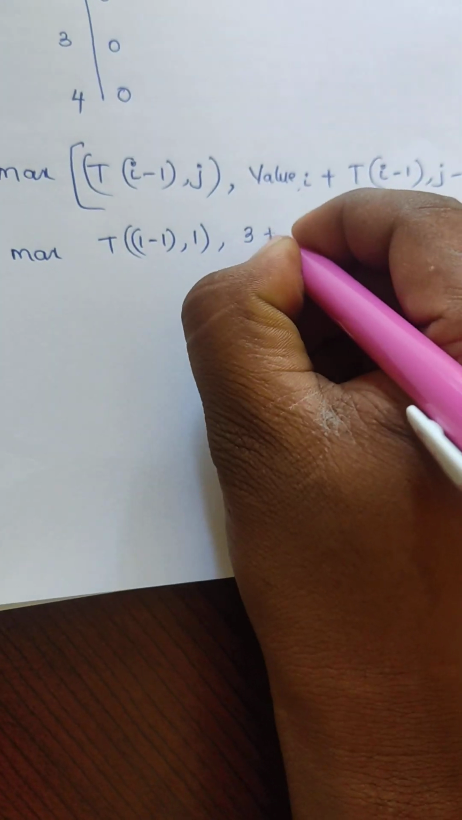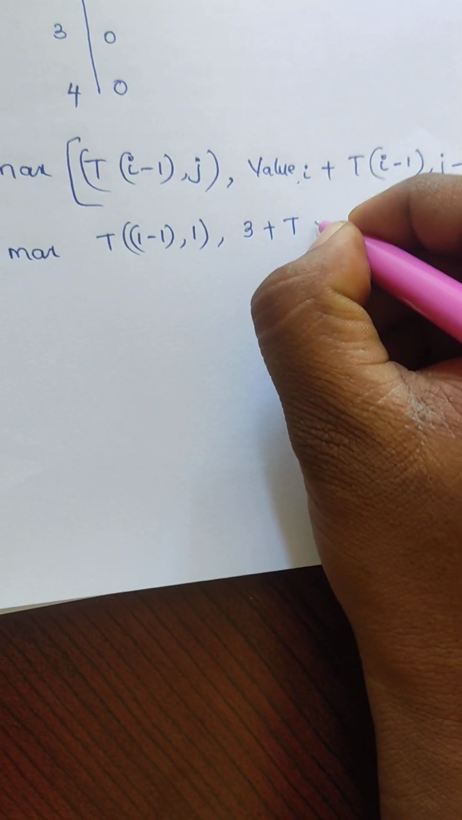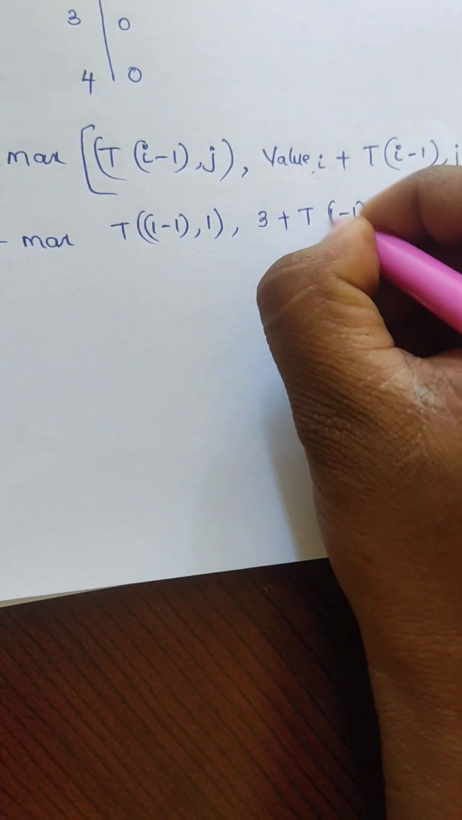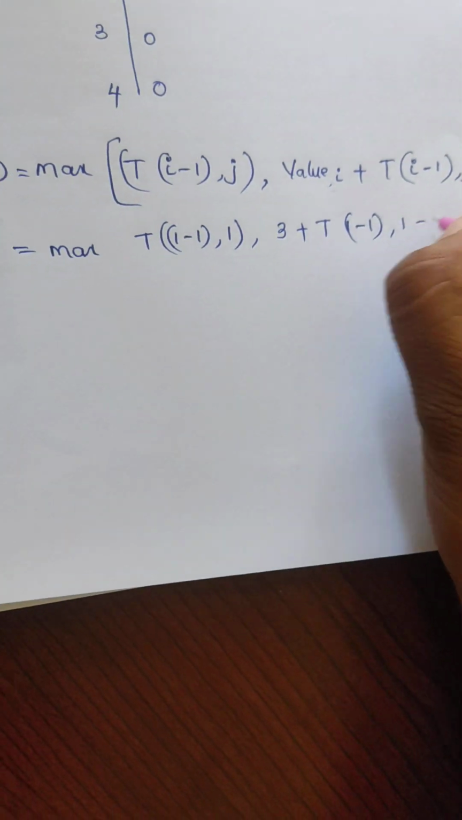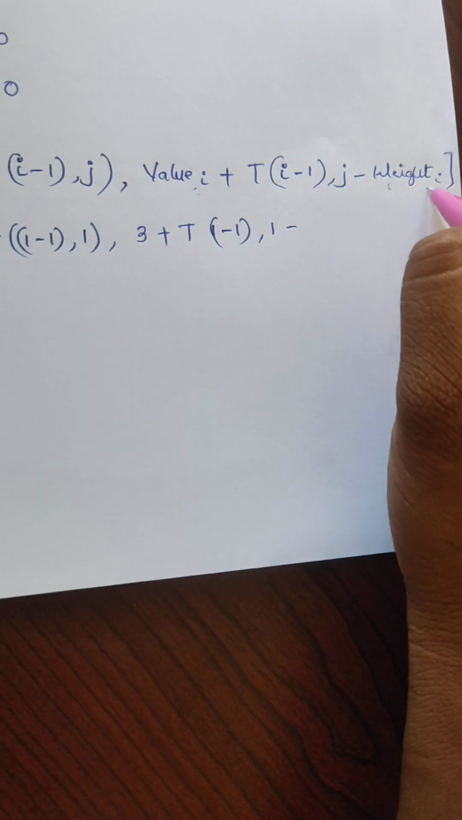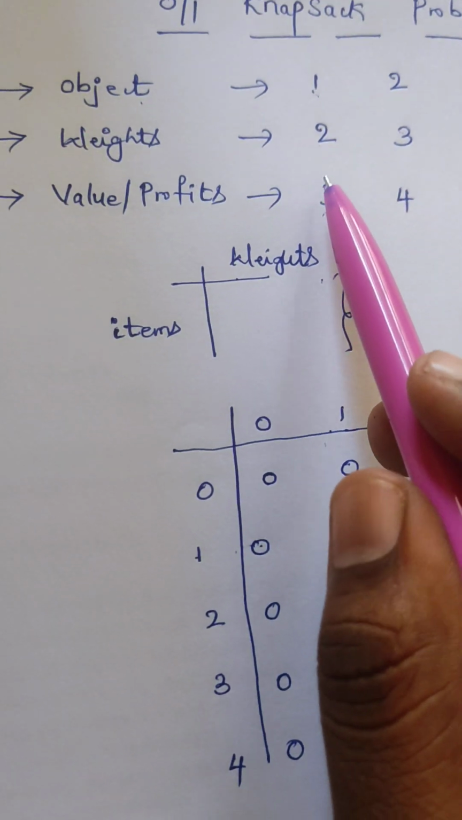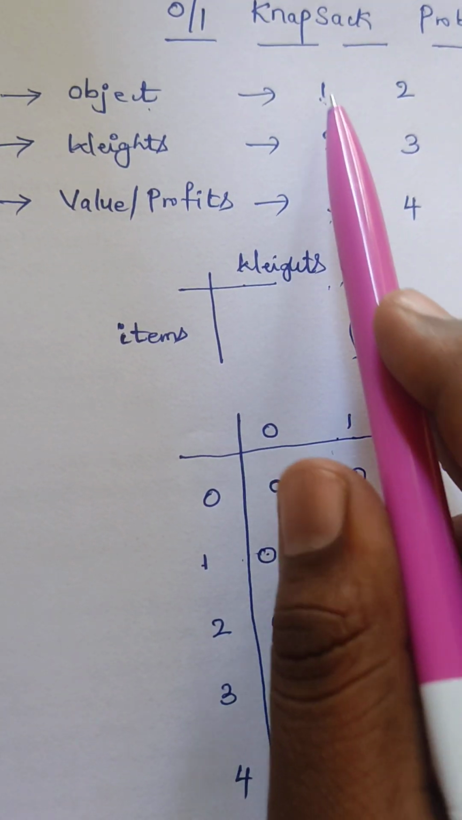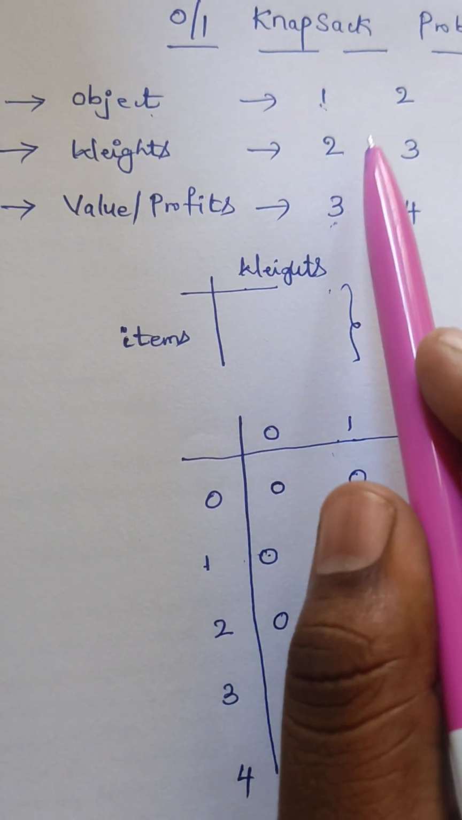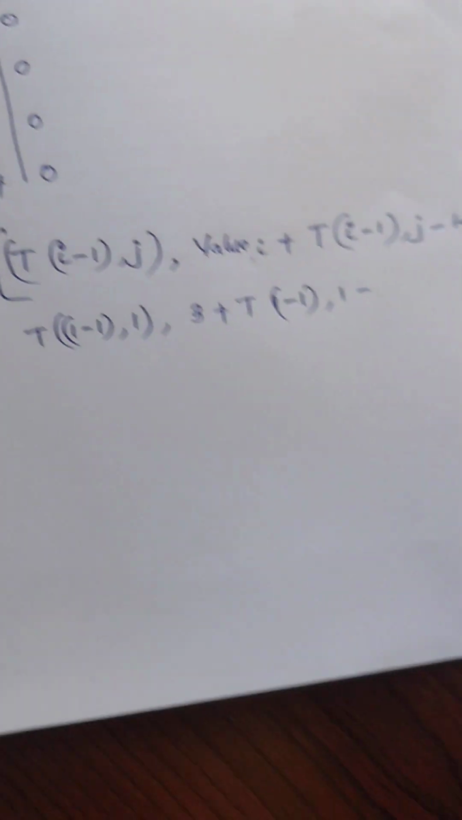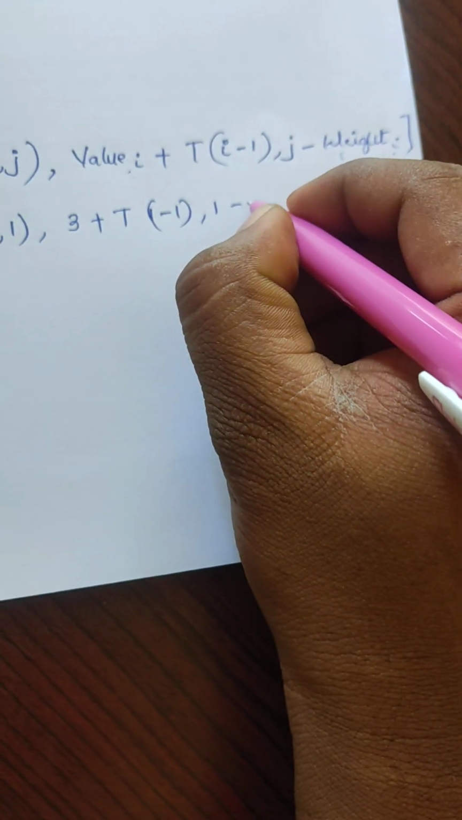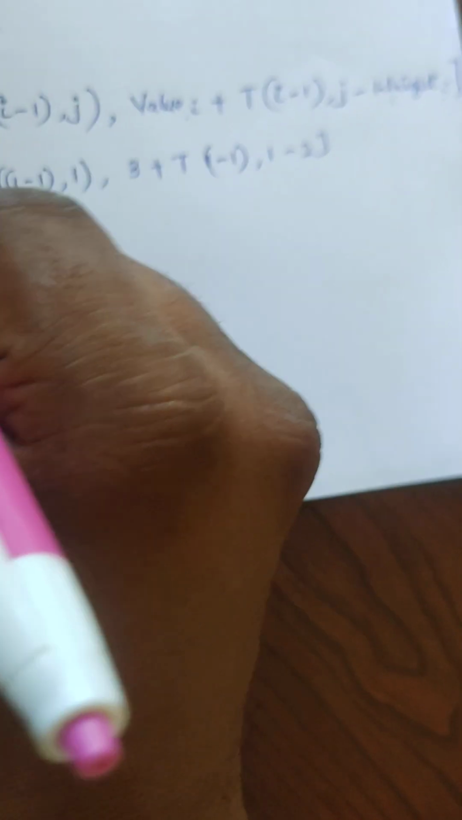So 3 plus T of 1 minus 1 comma 1 minus weight of i. The i value should be 1, so again for object 1, the weight should be 2. That's why we take the weight as 2, that is 1 minus 2.